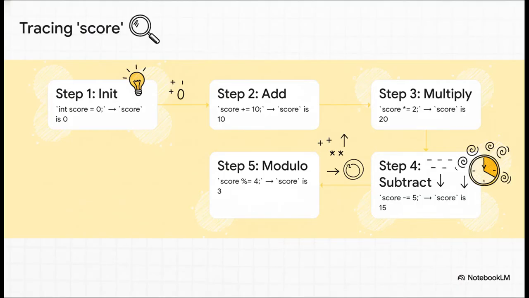We start with score at a nice, clean 0. First, we hit it with plus equals 10, so score is now 10, simple enough. Then we multiply by 2, bringing score up to 20. Next, we subtract 5, taking us down to 15. And finally, the tricky one, modulo equals 4. Remember, this just gives us the remainder. So 15 divided by 4 is 3, with a remainder of 3. So the final value of score is 3. See? That's how you trace it.